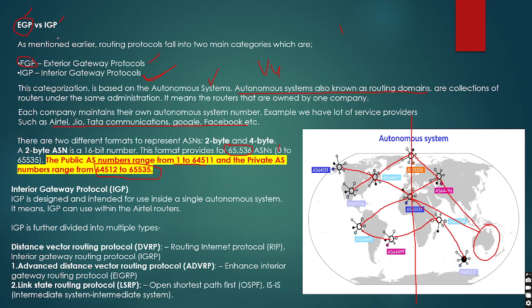What are the IGP protocols we have? OSPF, EIGRP, and ISIS. OSPF and ISIS are the link state database routing protocols. What do you mean by link state? I will explain it to you tomorrow in theory. Okay. So EIGRP is the Enhanced Interior Gateway Routing Protocol.